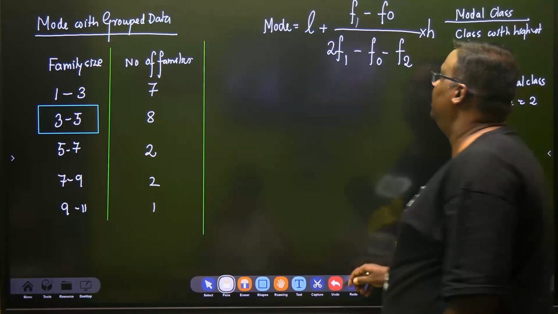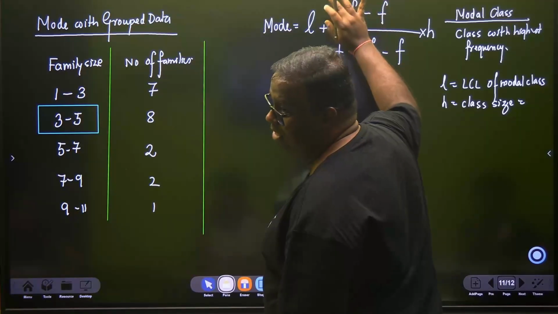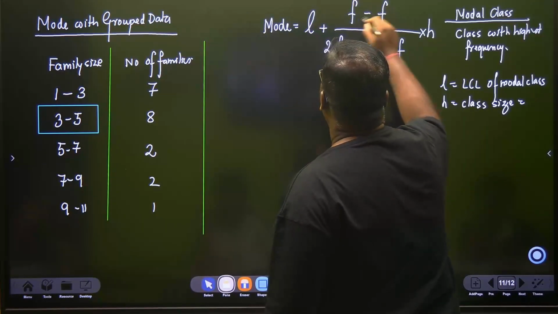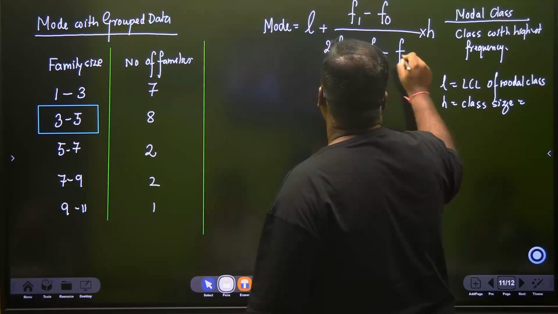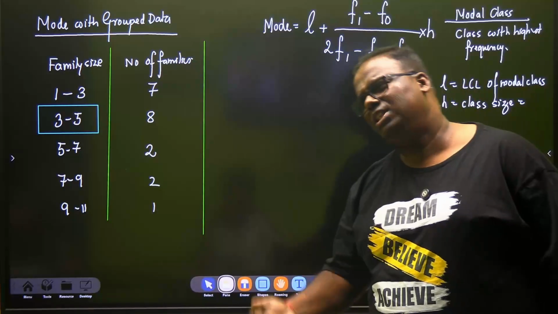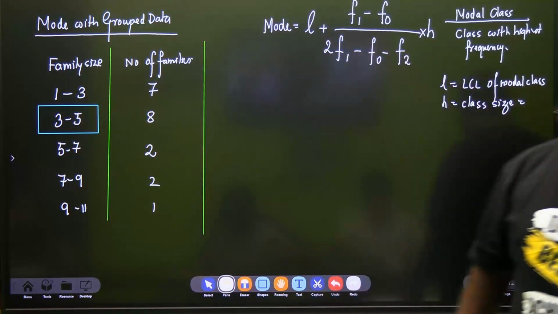फिर से एक बार देखते हैं. How to remember this formula? F1 minus F0... how many F's? So 2. F1 minus F0, 2 F1 minus F0 minus F2. Before the exam you will remember. At least only for one statistic you have to remember it.